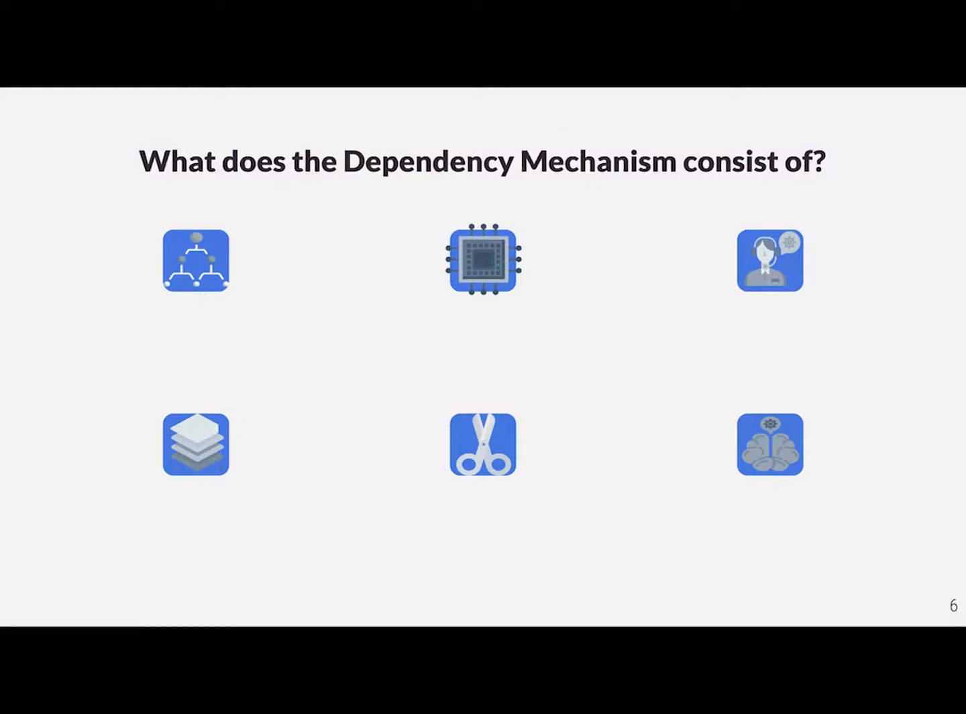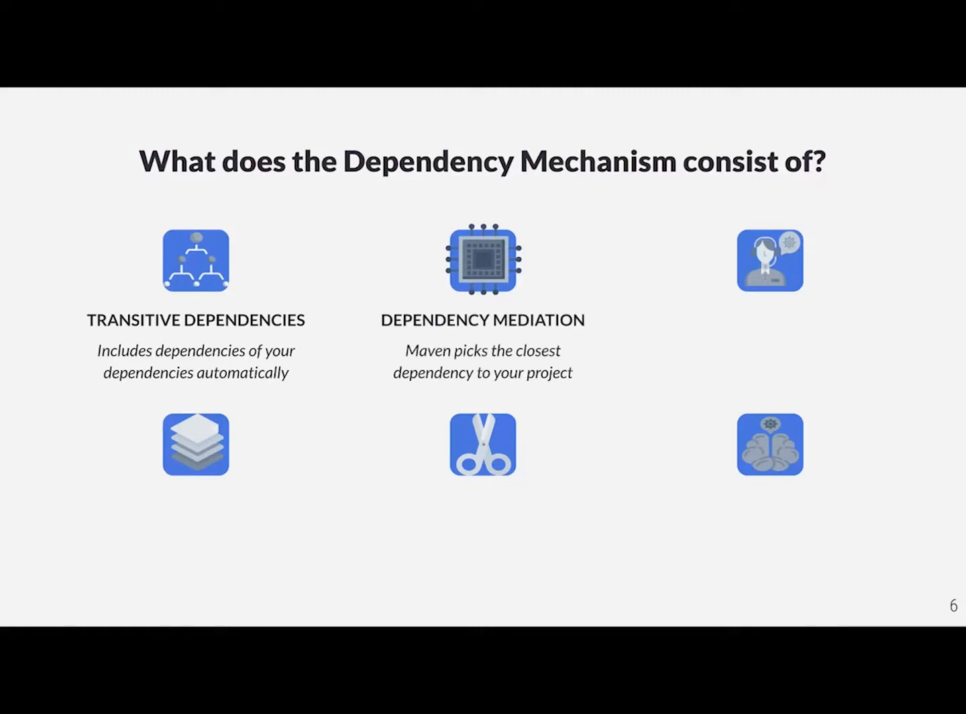What does the dependency mechanism consist of? Mainly, it depends on 6 things. First, it manages transitive dependencies. That is, it includes dependencies of your dependencies automatically. So you just need to define in your POM XML certain dependencies, and then if those projects depend on other ones, all those will be included automatically. You don't need to define them by yourself. So this makes the dependency declaration in your POM easier.